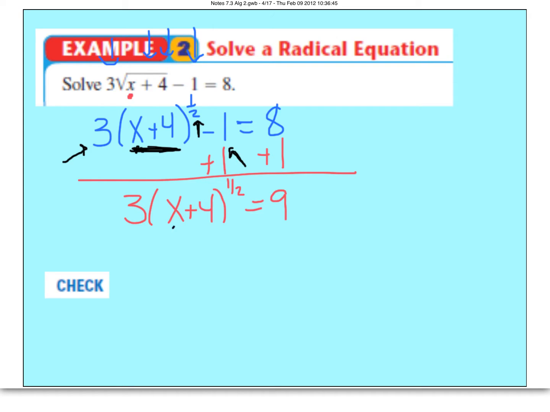Now again, x is right here. The 4 is locked into these parentheses. The 1/2 is locking it in there. The only next thing I can do is to get rid of the 3. This is being multiplied by 3, so I'm going to divide everything by 3.